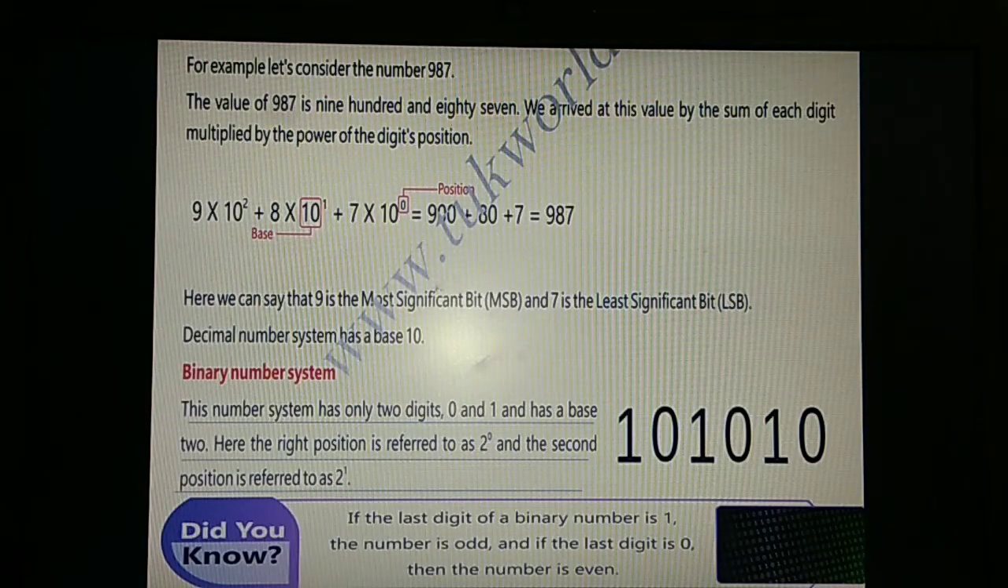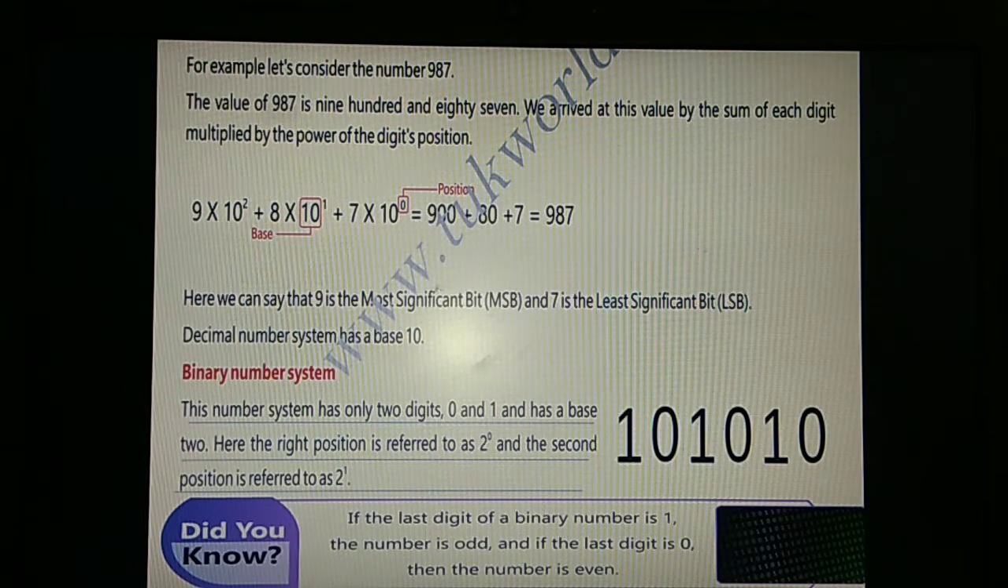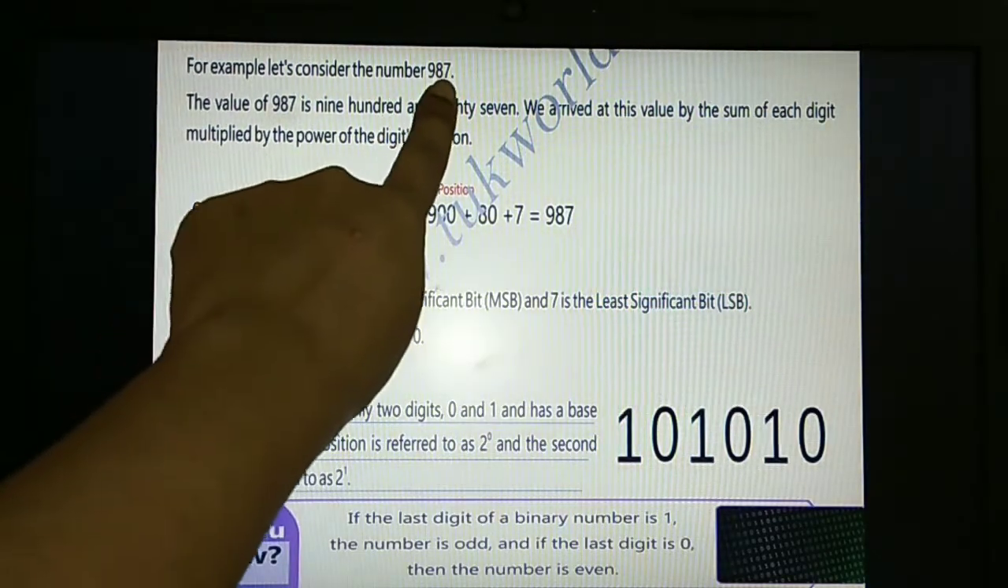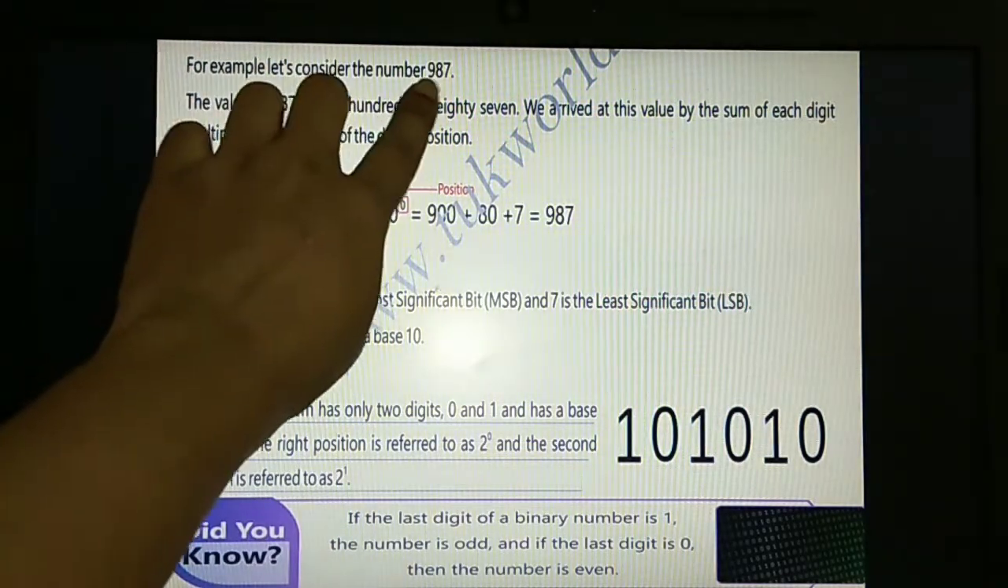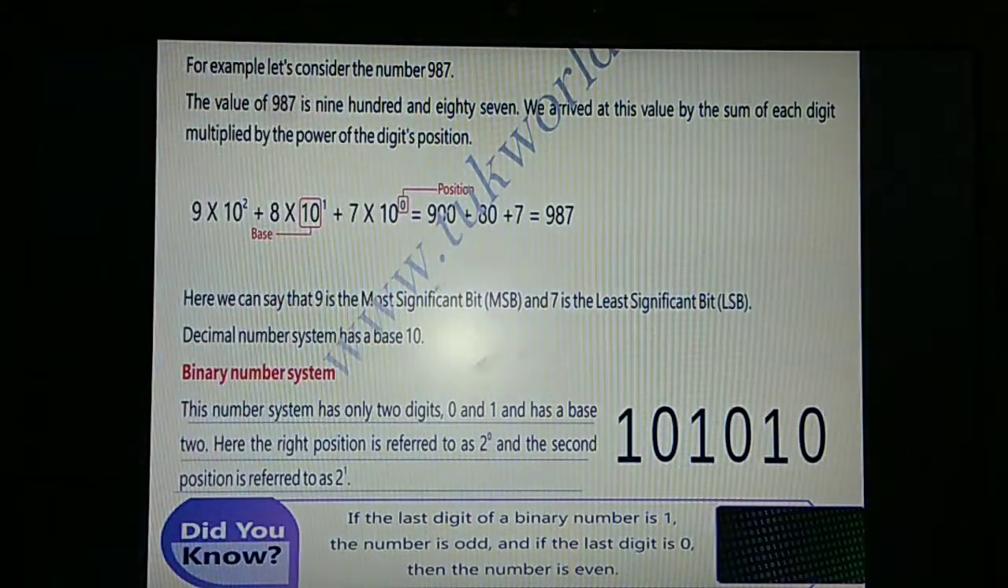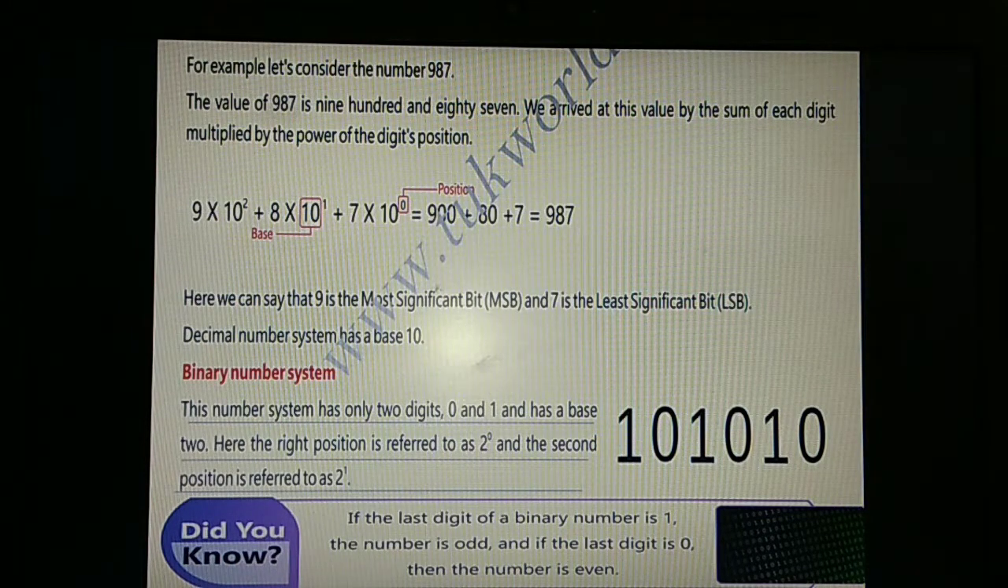Just look into how your decimal number system works. Let us take an example. Consider the number 987. The value of 987 is 987. We read it as how?